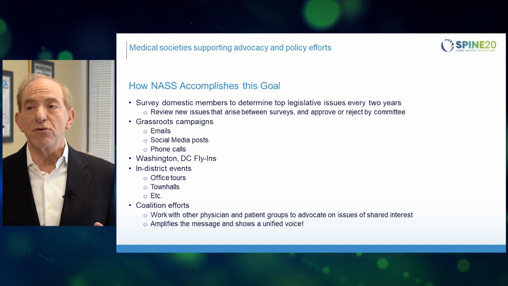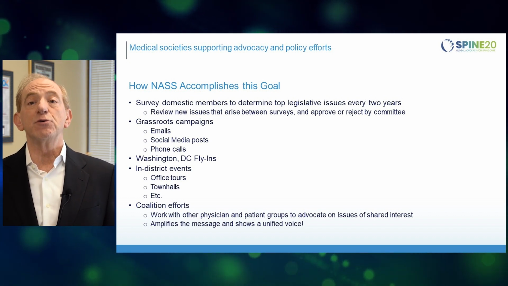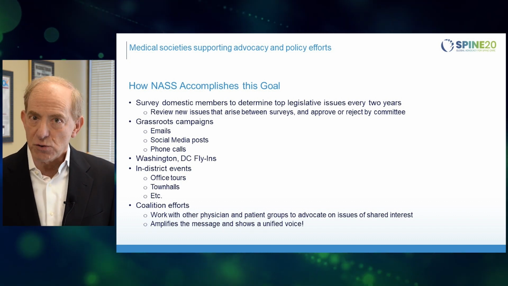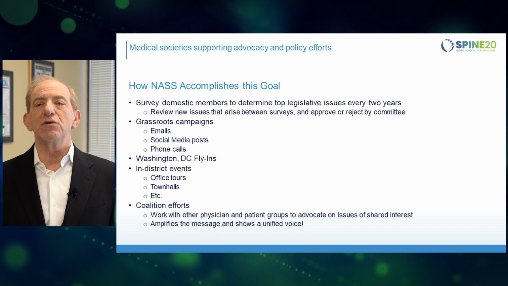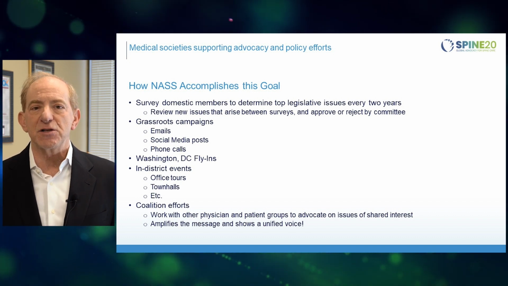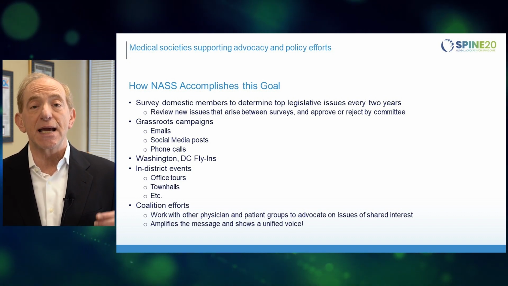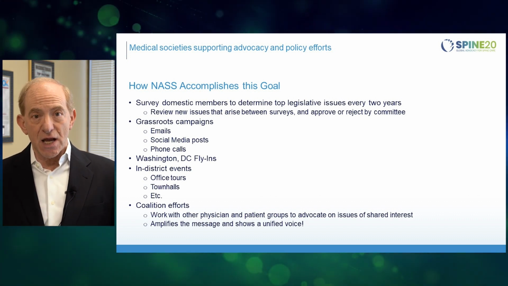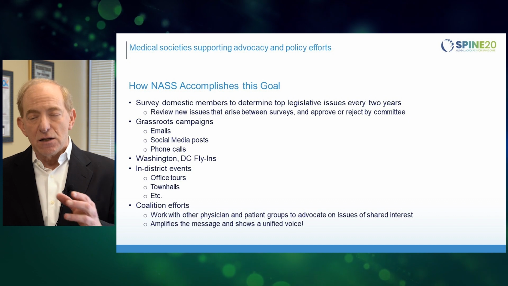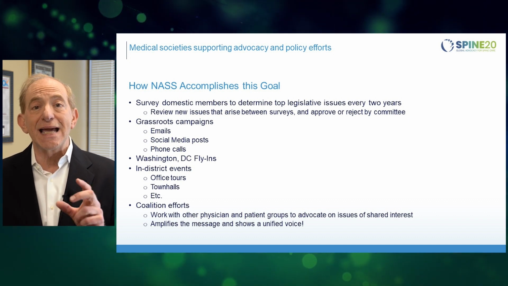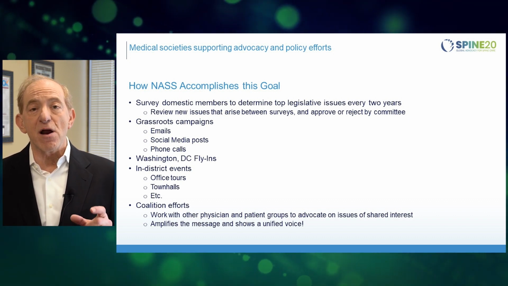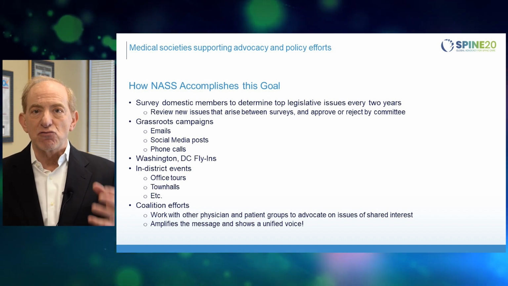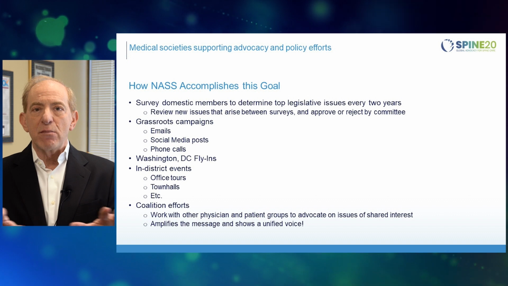We do it through direct email. We do it through social media. We do it through phone calls to a member of Congress. We do it by having various campaign events. We call that grassroots campaigning. Within the advocacy group that I chair, we have a group called the Political Engagement Committee and the North American Spine Society Advocacy Network. And what that does is grassroots outreach to our members of Congress.